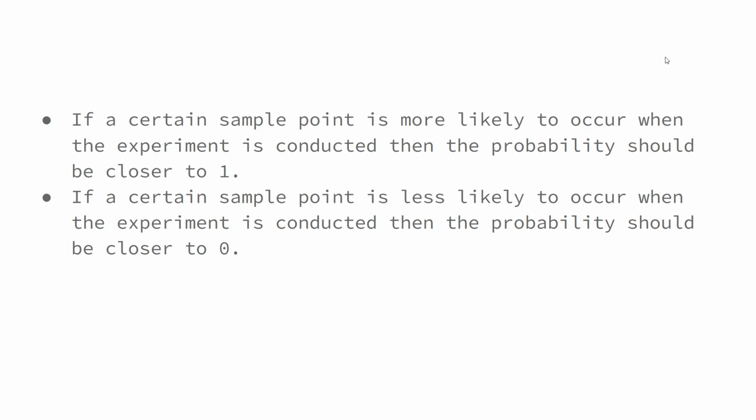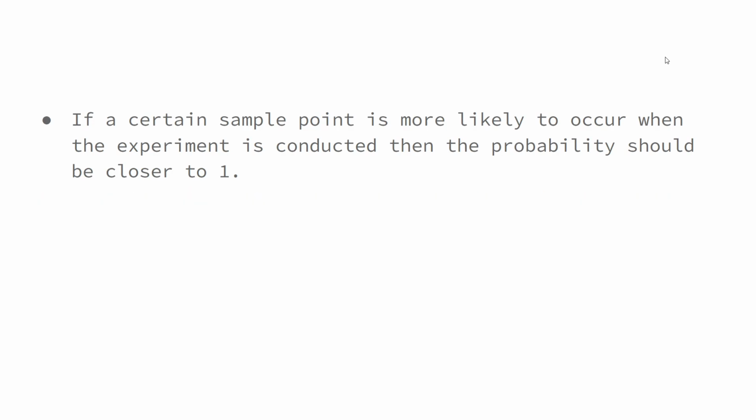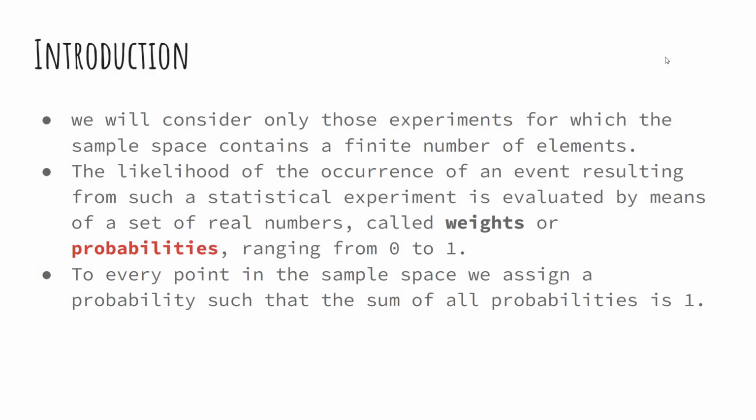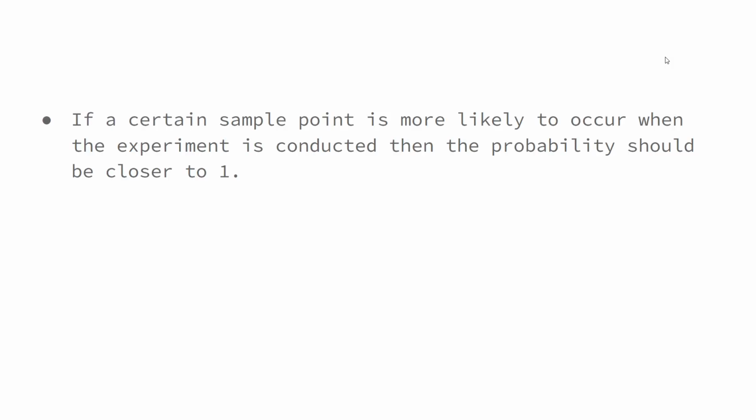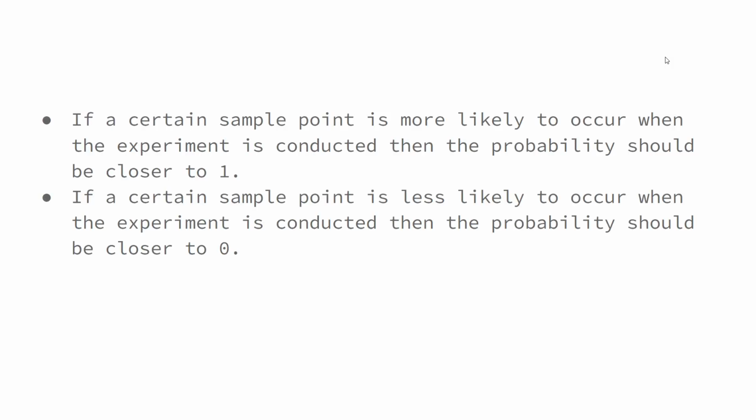Okay, I'll just read out the slides which you all missed. So this is what we had discussed. Each sample point in the sample space will be assigned some value between 0 and 1. That value will be called the probability of that sample point. If a sample point is more likely to occur when the experiment is conducted, then the value will be closer to 1. Otherwise, it will be given a value closer to 0.